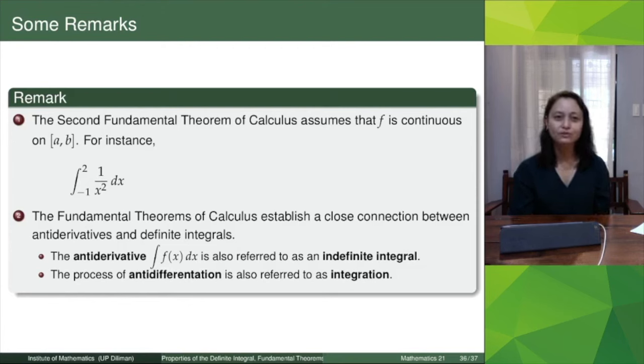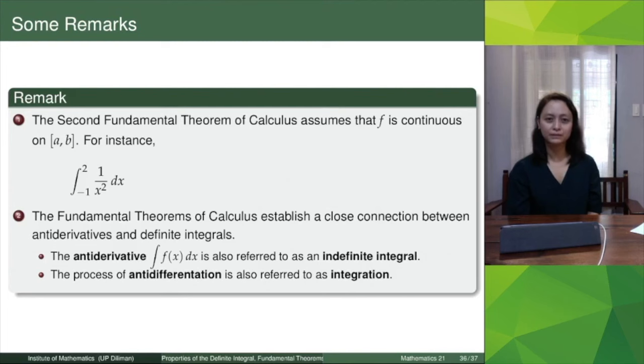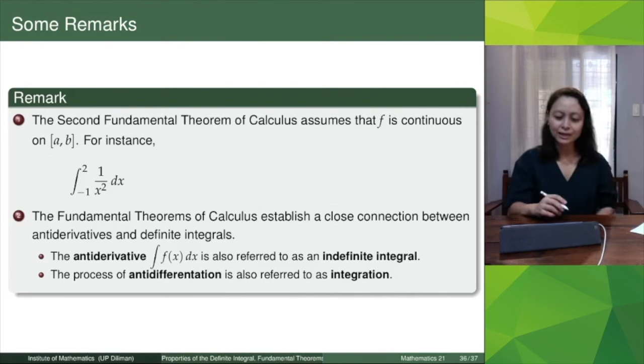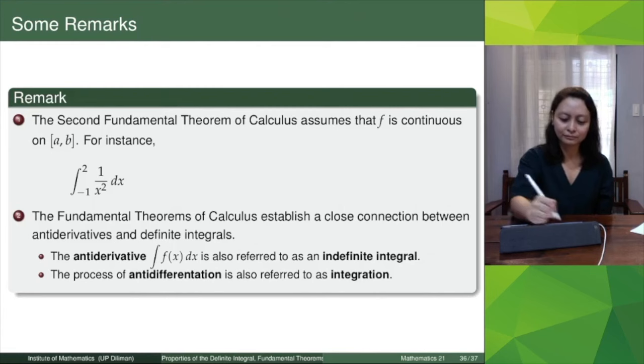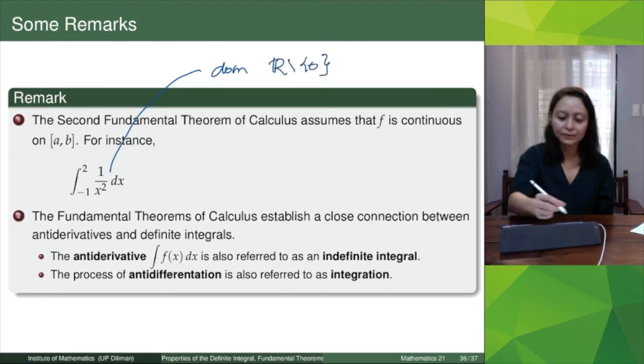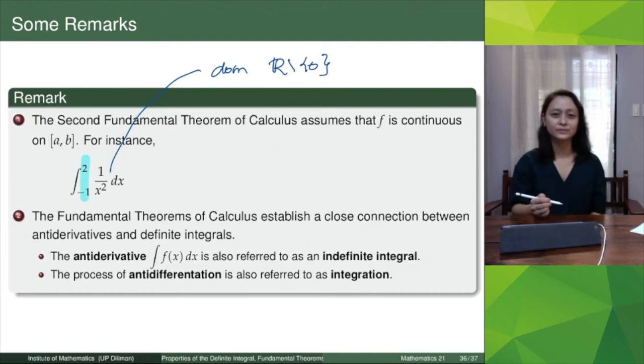Okay, so some remarks before we end. So the second fundamental theorem of calculus assumes that f is continuous on the closed interval AB. For example, you want to get the integral from negative 1 to 2 of 1 over x squared dx. Nabanggit yata natin to kanina. Ano yung domain ng f? Domain ng 1 over x squared? All real numbers except 0. Pero dito sa interval na to, nandito yung 0. O, paano kung hindi nyo napansin na hindi pala continuous yung integrand nyo over this interval?